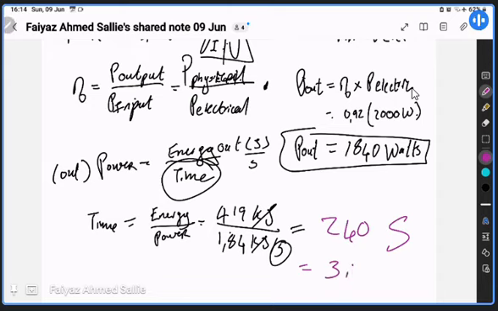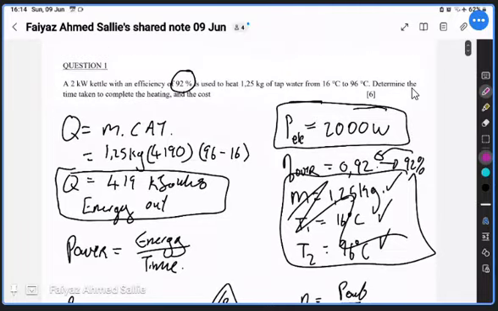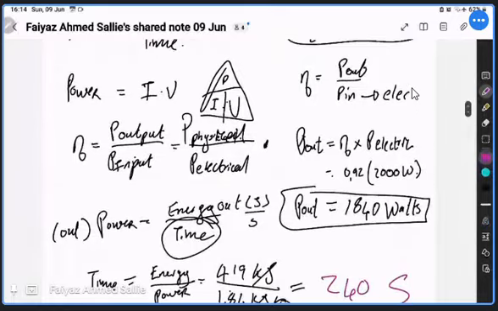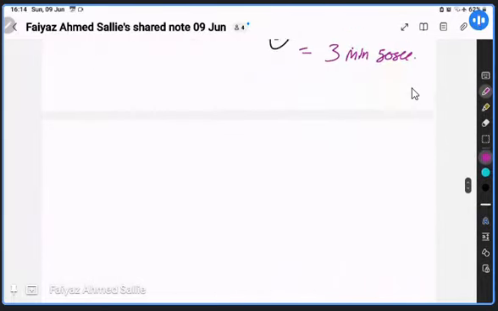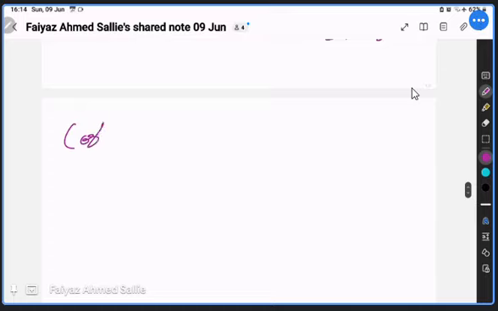We get 3 minutes and 50 seconds. So now the next question is calculate the cost. So how do we calculate the cost? We know that the cost is equal to energy.